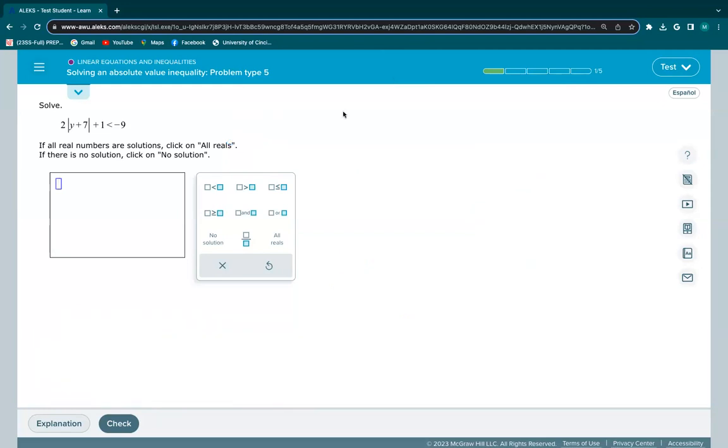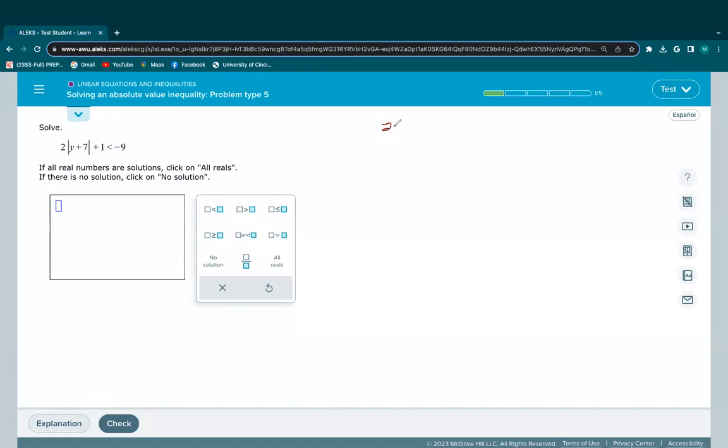And now we're going to solve this one, which is 2 times the absolute value of y plus 7, plus 1 is less than -9. Yet again, we start by solving just like a regular inequality or equation. We're going to get rid of the 1. And I have 2 times the absolute value of y plus 7 is less than -10. Divide both sides by 2.